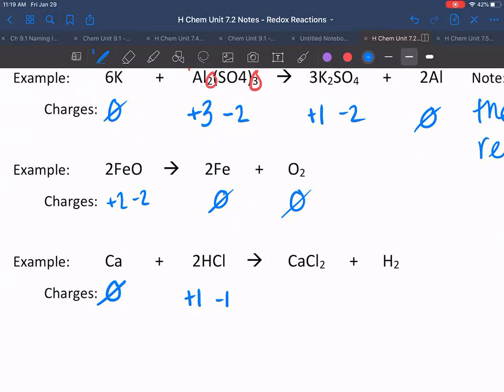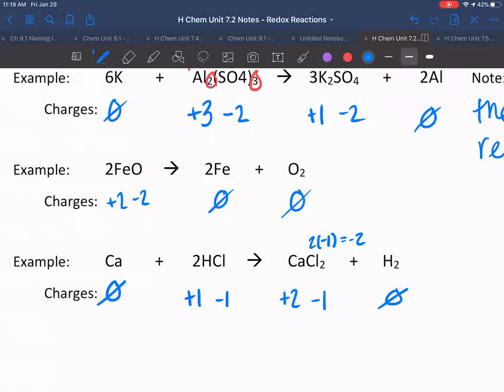Then moving to calcium chloride. Chloride is -1, and we have 2 of them. 2 times -1 is equal to -2. And we only have 1 calcium, so it must be equal to +2. And hydrogen gas is an elemental state of 0.